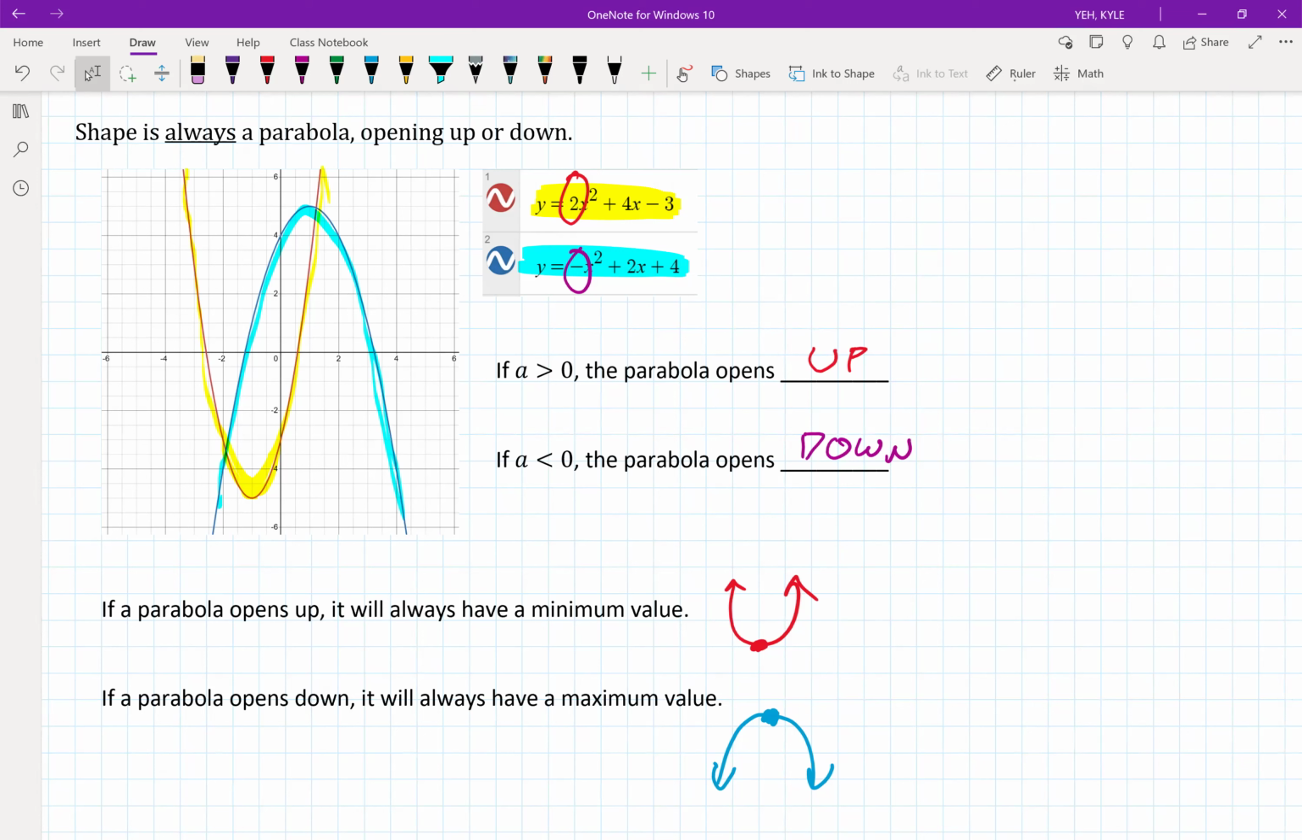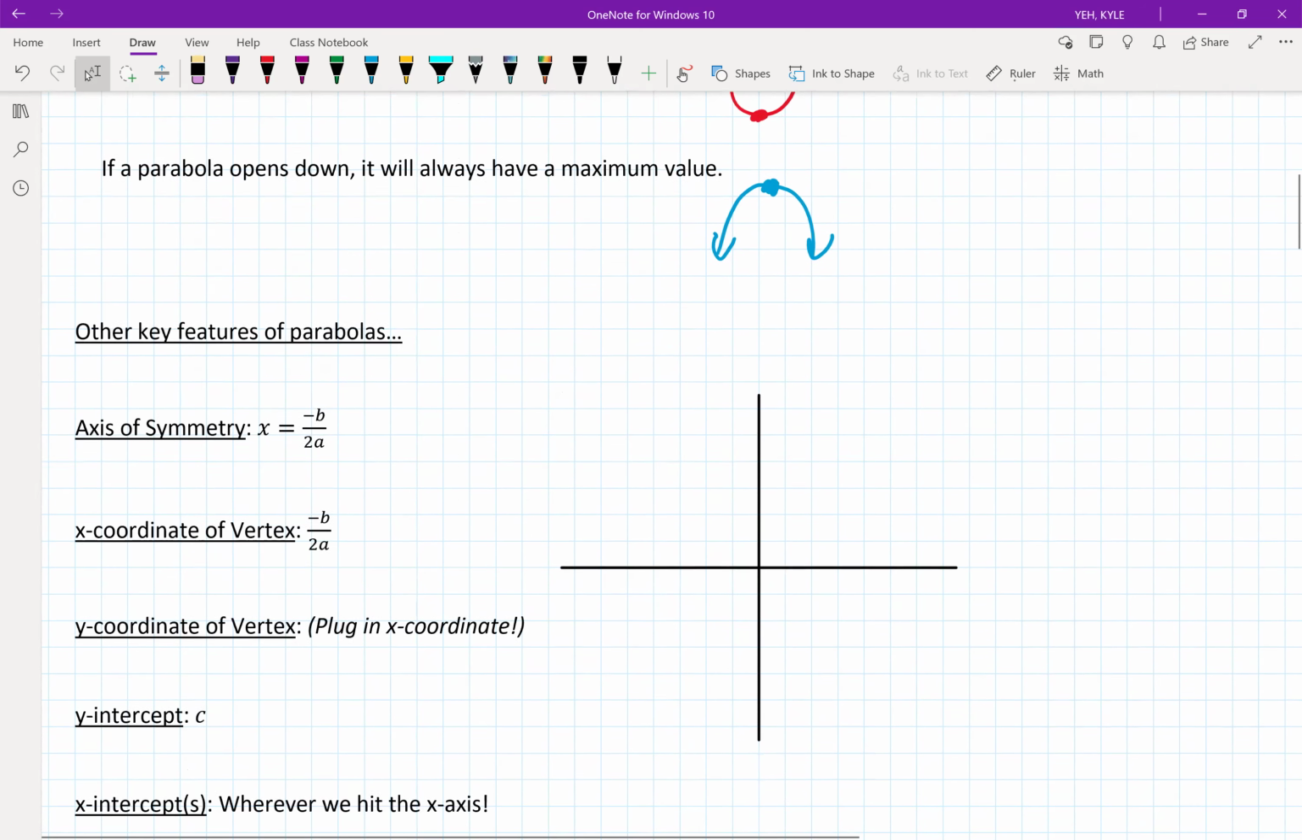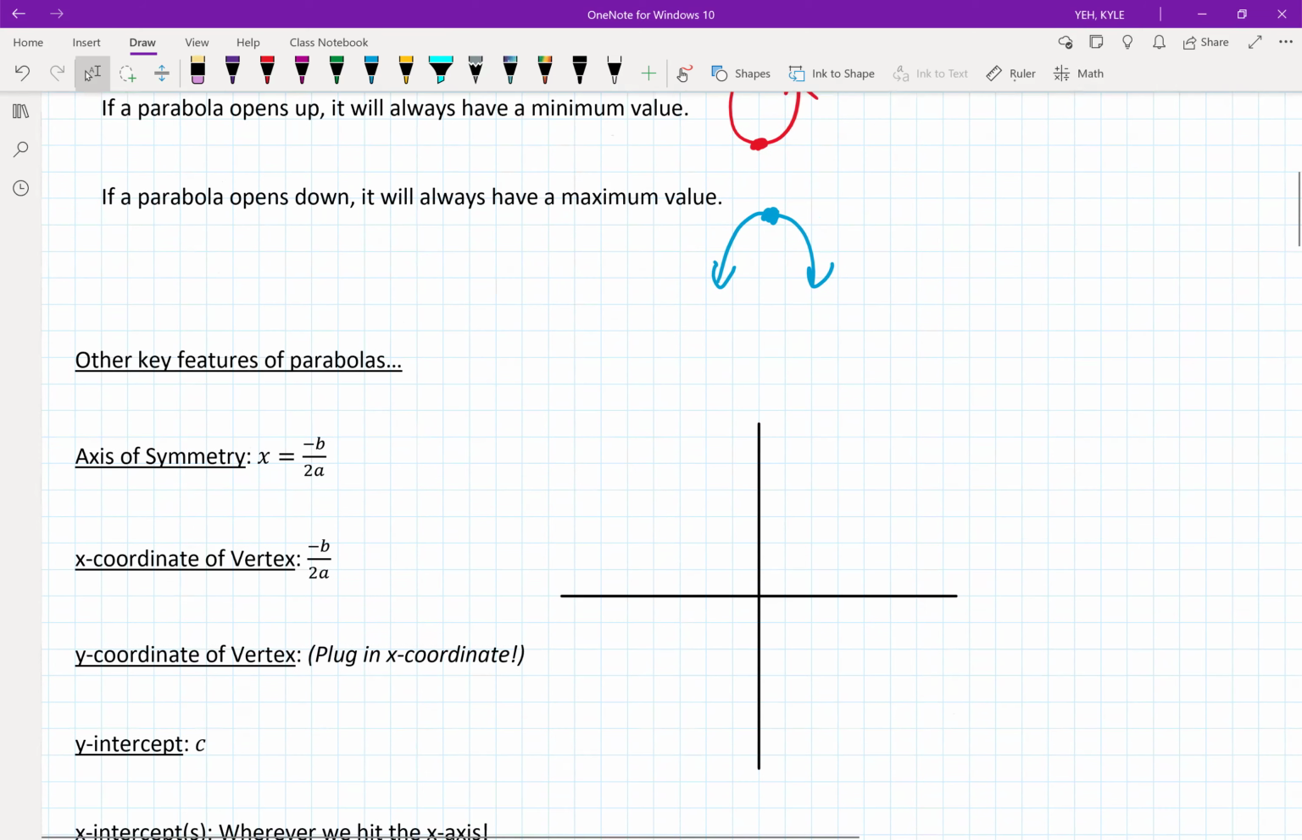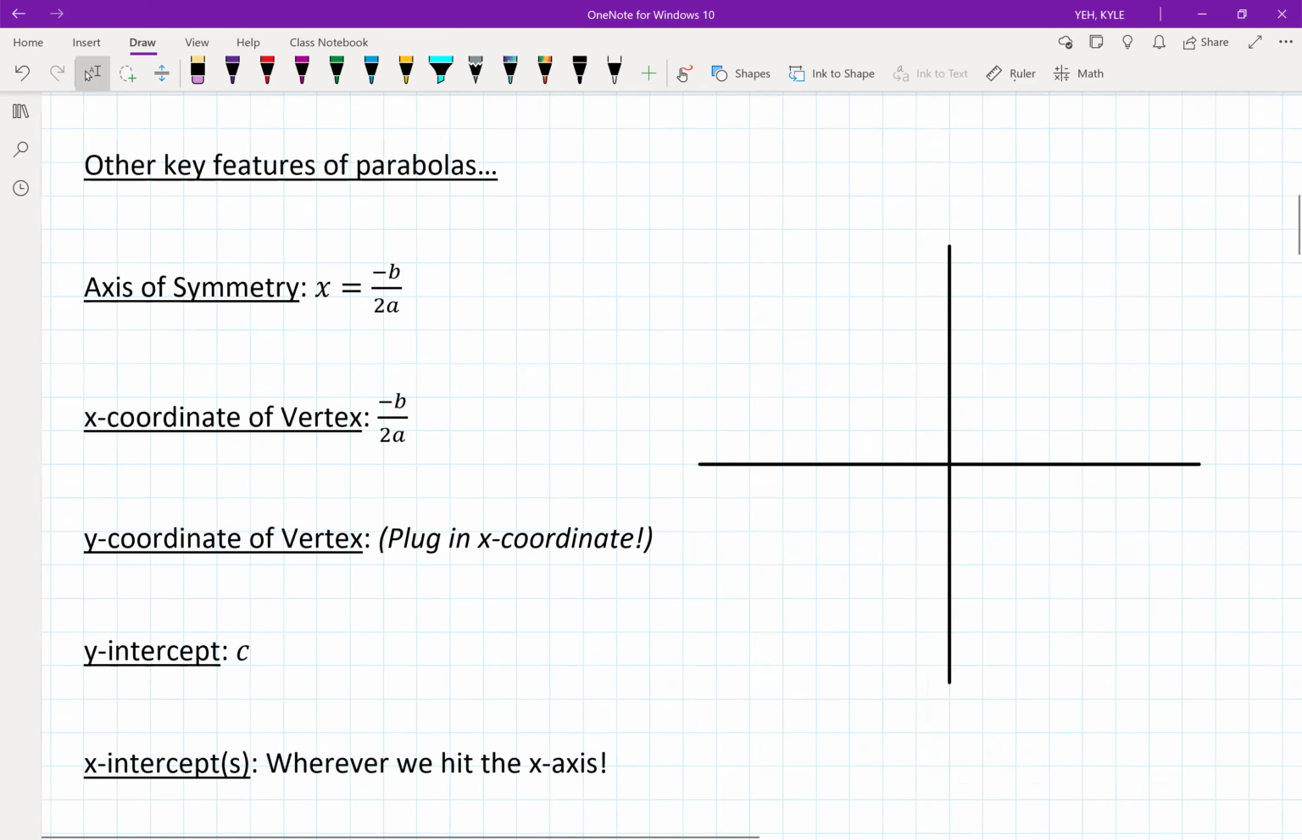Okay, so those are some of the first basics that we want to talk about when it comes to finding features of our parabolas from our quadratic equations and quadratic functions. I'm going to put on the screen now a few other key features of parabolas. And I'm going to make a sketch on the right-hand side as we talk about all of these. The first one that I'm going to talk about is the axis of symmetry.